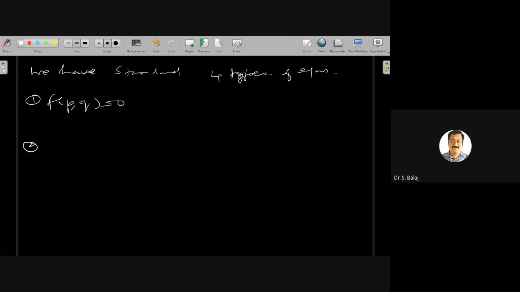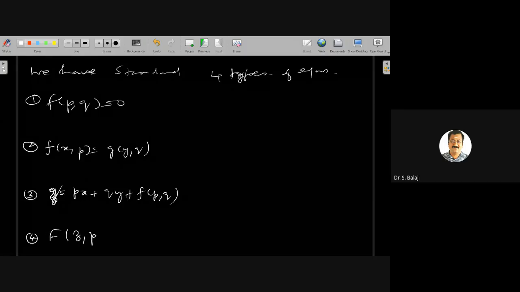Second type is the separable equation: f of x, p equal to g of y, q. Third type we consider as Clairaut's equation: z equal to px plus qy plus f of p, q. And fourth one is f of z, p, q equal to 0. These are the four types of equations we consider.